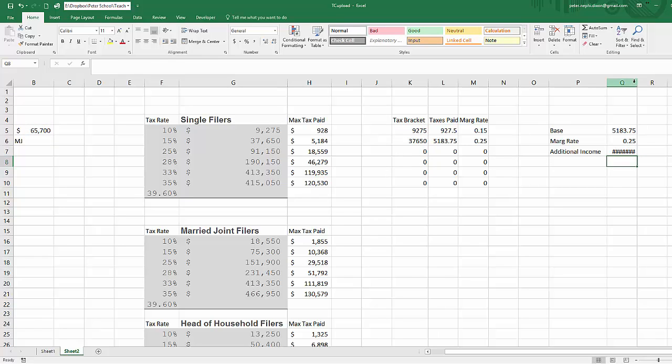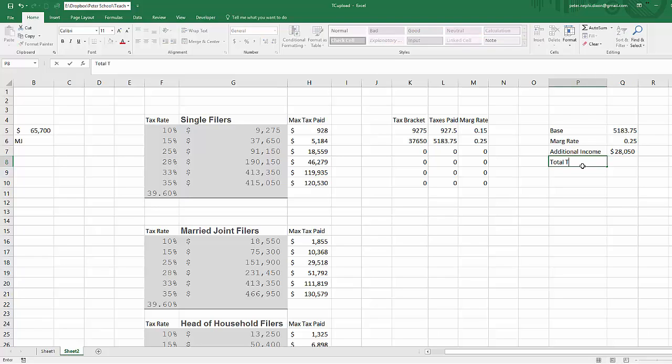And so what this shows us now is that we're going to end up paying $5,183 on the first $37,650 of our income, but then we have $28,000 worth of income that is going to be taxed at this 25% rate.